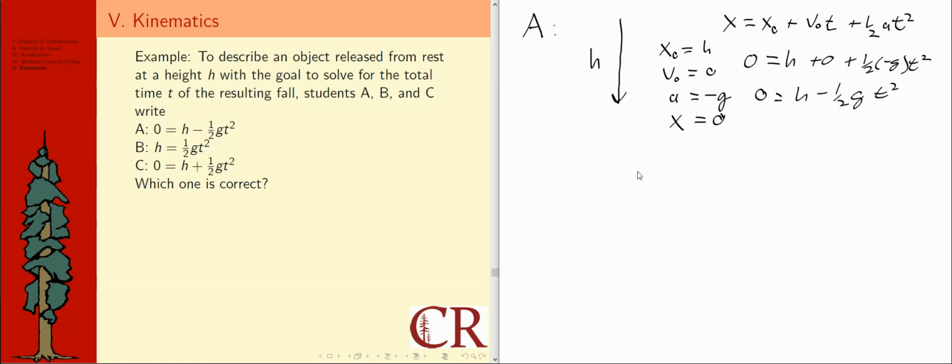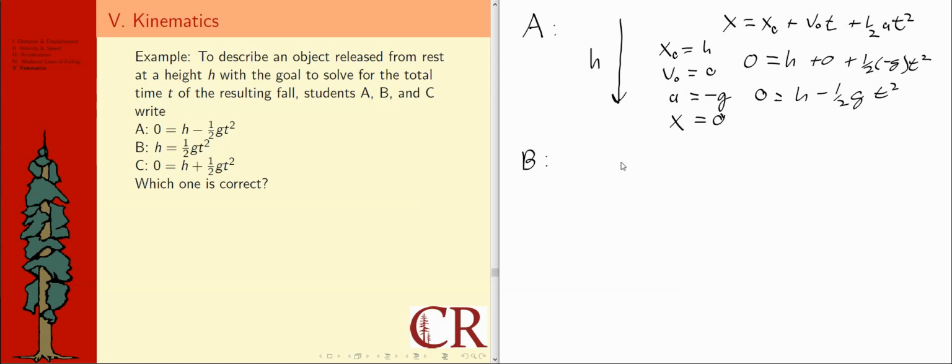Now, you may have noticed that the formula that B has is actually algebraically equivalent to the formula that A has. So surely if A is correct with this, B also arrived at a correct answer here. But they may have thought about it differently to arrive at that. So let's look at how student B might have thought about this.